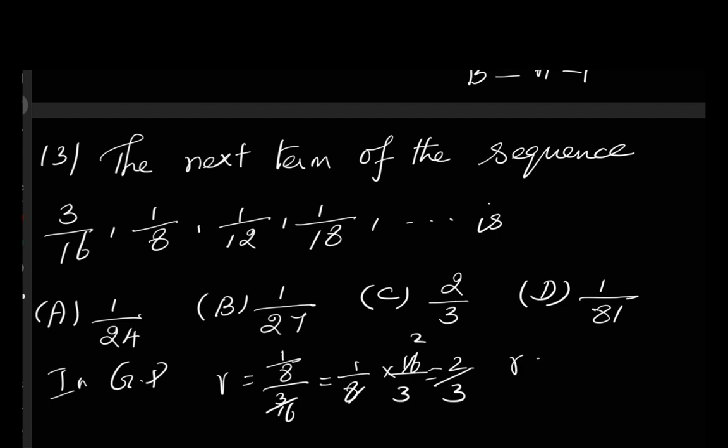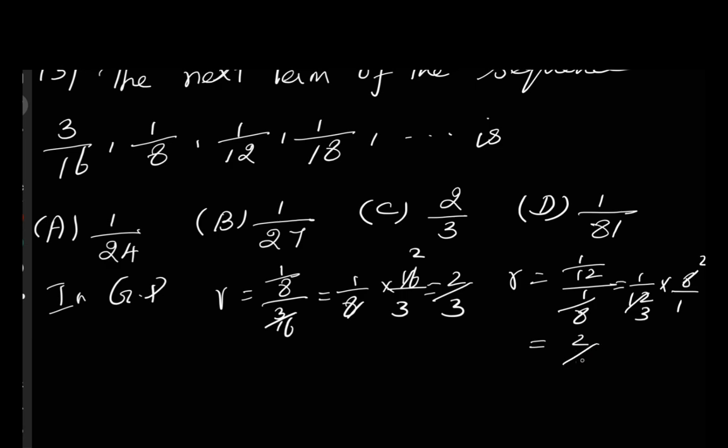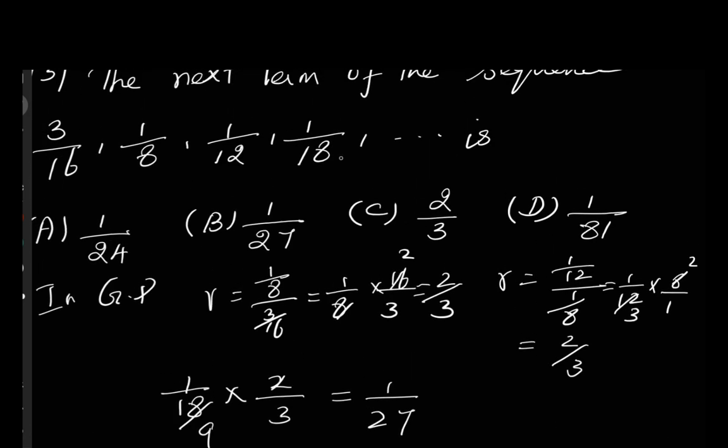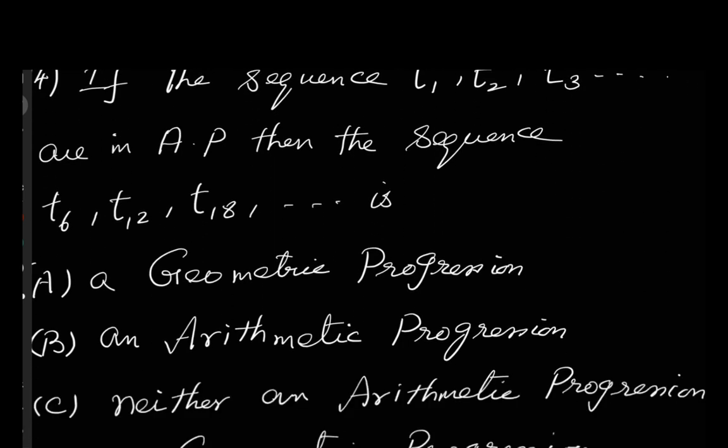Check with one more term: R is equal to the third term 1 by 12 divided by 1 by 8, so 1 by 12 into 8 by 1. 2 fours are 8, 3 fours are 12. Again you are getting 2 by 3. So the common ratio is 2 by 3. We multiply 2 by 3 with each term to get the sequence. The last term is 1 by 18; multiply with 2 by 3. 2 into 9 goes 9 times, so 1 by 9, 3 nines are 27. So the next term after 1 by 18 is 1 by 27. Option B.